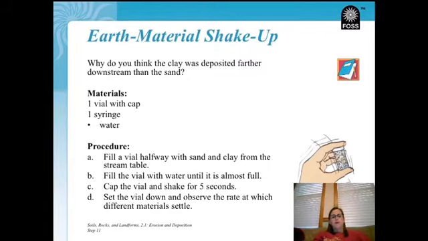So I'll fill the vial halfway with sand and clay from the stream table. Then fill the vial with water until it is almost full. Cap the vial and shake for 5 seconds. Set the vial down and observe the rate at which different materials settle.